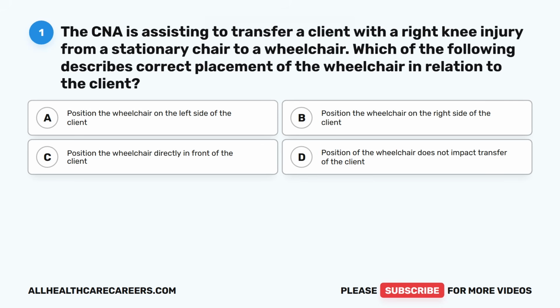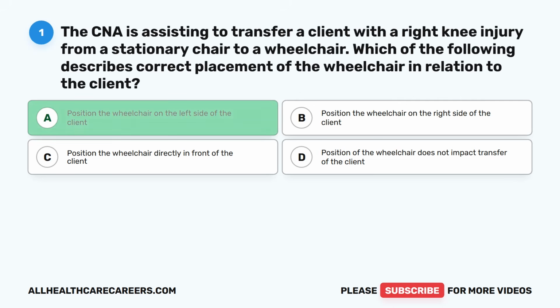Question 1. The CNA is assisting to transfer a client with a right knee injury from a stationary chair to a wheelchair. Which of the following describes correct placement of the wheelchair in relation to the client? A. Position the wheelchair on the left side of the client. B. Position the wheelchair on the right side of the client. C. Position the wheelchair directly in front of the client. D. Position of the wheelchair does not impact transfer of the client.